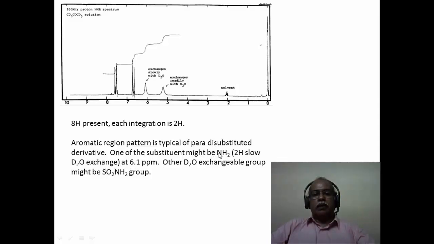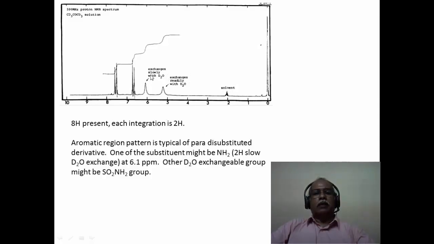So the NH2 and SO2NH2, in other words, the primary amine group and the sulfonamide group, are exchangeable to varying degrees by D2O exchange. The NH2 group will exchange very slowly, so this is probably due to the NH2 group. The sulfonamide group will exchange more rapidly, and this is probably due to the sulfonamide group. This is a solvent peak.